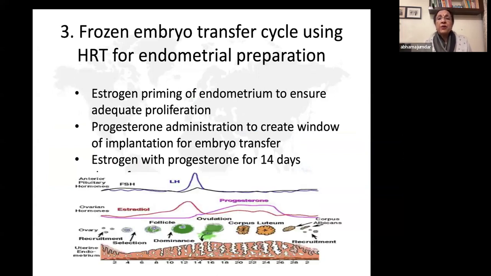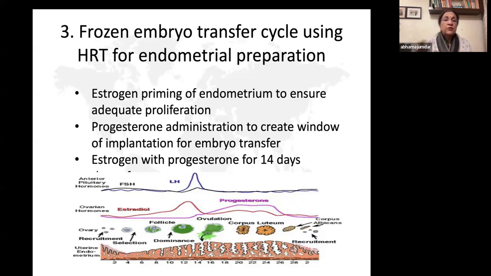Now comes the frozen embryo transfer cycle using HRT for endometrial preparation. Estrogen is priming of the endometrium to ensure that adequate proliferation has happened. So it doesn't matter how many days you give estrogen, or what source you give. And let me tell you that ever since Dr. Nikita told me that they use vaginal estrogen, I have used it for a few patients and it really worked well. So estrogen priming of the endometrium is given whether you use oral micronized estradiol, or dermal, or vaginal.